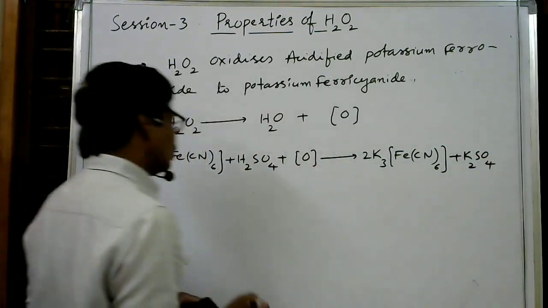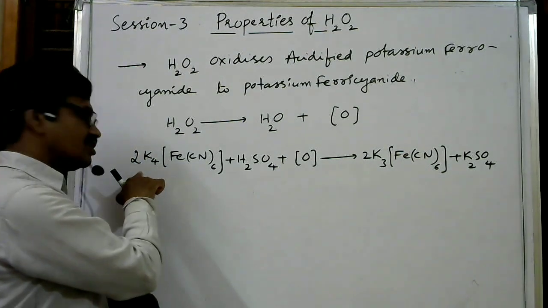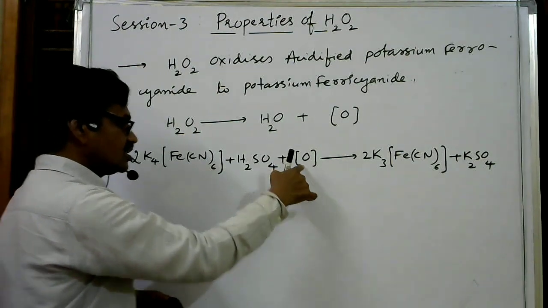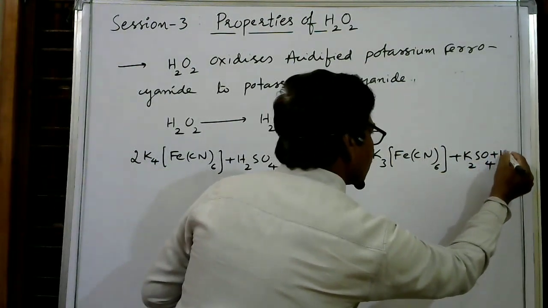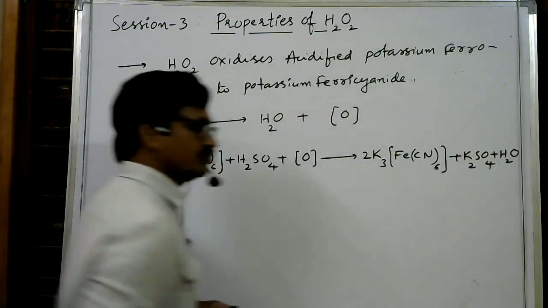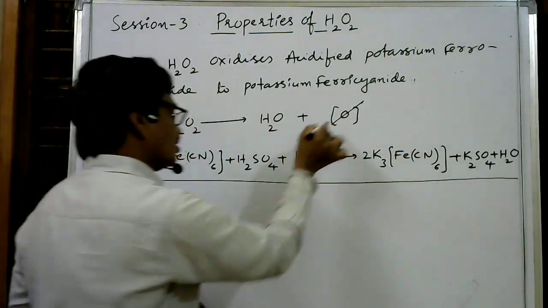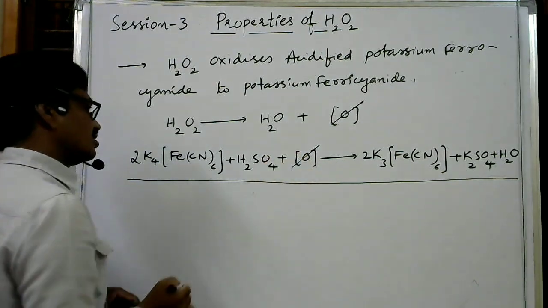K2SO4. What is the remaining now? SO4 moves along with the potassium. So remaining is H2. These two hydrogens combine with this nascent oxygen and form H2O. So if you write the total net reaction now, this nascent oxygen gets cancelled.